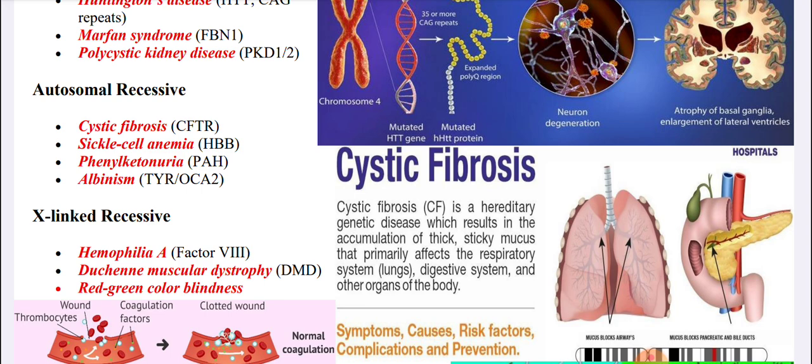Famous examples: Hemophilia A, factor VIII deficiency, causing bleeding problems. Duchenne muscular dystrophy, DMD gene defect, causing severe muscle wasting. And the common forms of red-green color blindness, opsin gene mutations. The sources also dig into some specific mechanisms that add even more complexity within these Mendelian patterns.